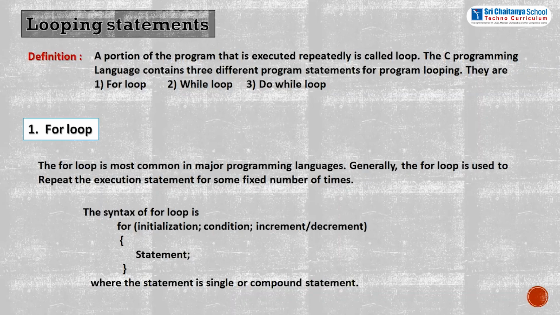Understood the scenario, children? A looping statement is always used in a C program when there is a certain set of statements that has to be executed repeatedly. So a portion of the program that is executed repeatedly is called a loop. In C, as I told you previously, we have 3 types of looping statements: the for loop, the while loop, and the do while loop.